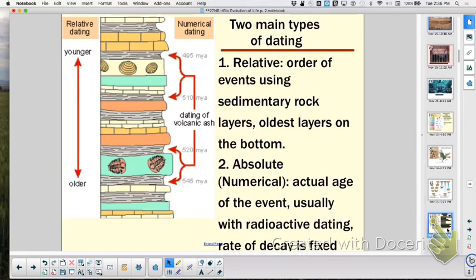We talked about two types of dating. Relative dating is the relative order. You're just assuming that the rocks on top are newer, and the lower layers are older. And we talked about absolute dating, where you're doing carbon dating, which we learned last year. I know because I had some of you in class. We talked about half-lives, and we know how fast isotopes break down.